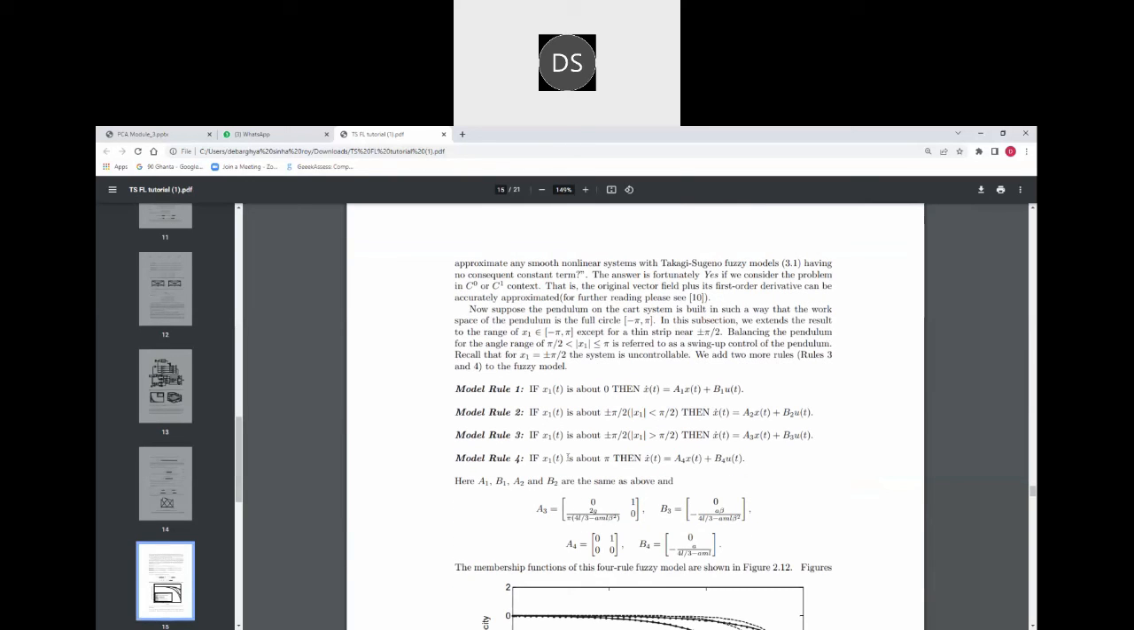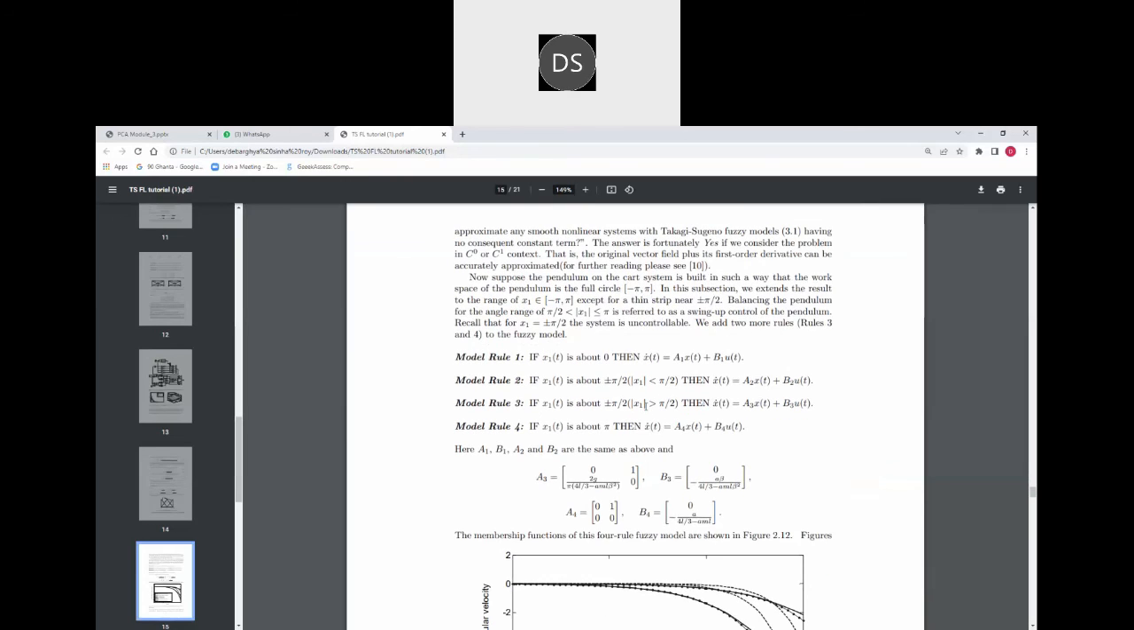Suppose the pendulum is given in such a way that the pendulum revolves in a whole circle, that is, the limit is from minus pi to plus pi. In this subsystem we have to include those pi parts as well, because rather than moving in a half circle, the inverted pendulum will revolve in a full circle.